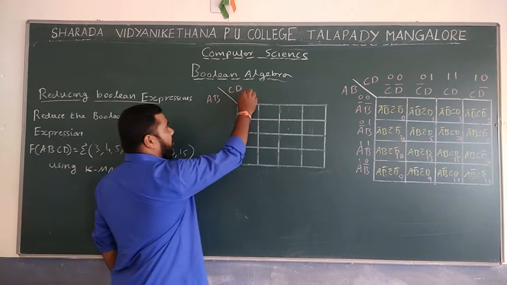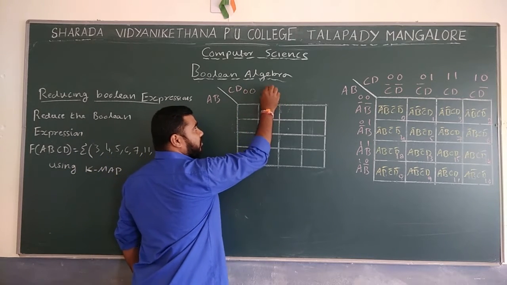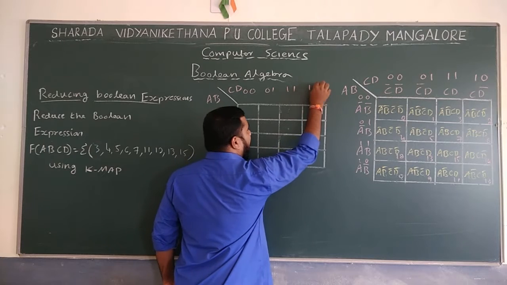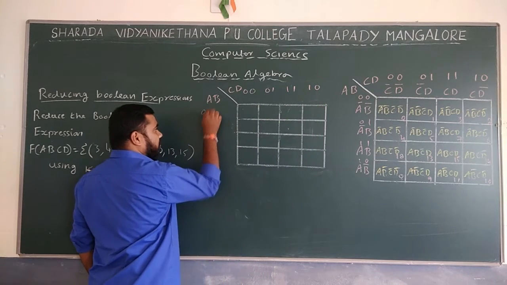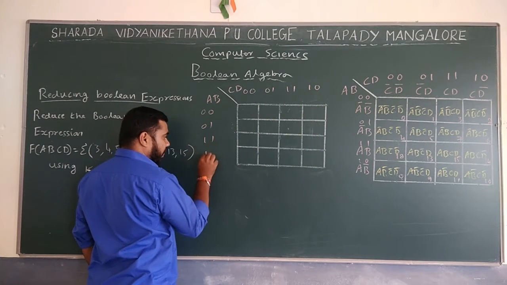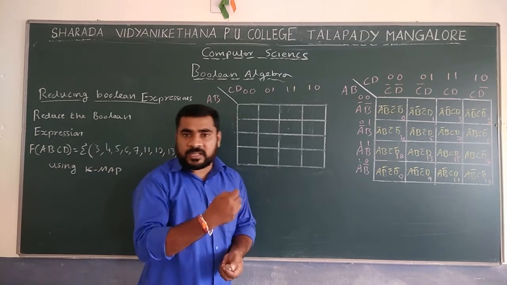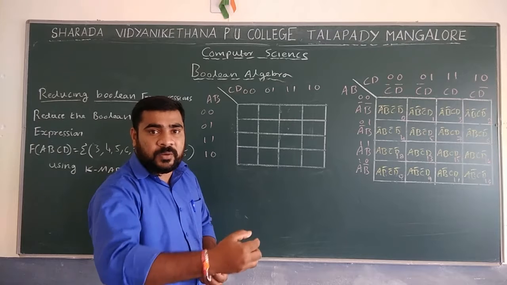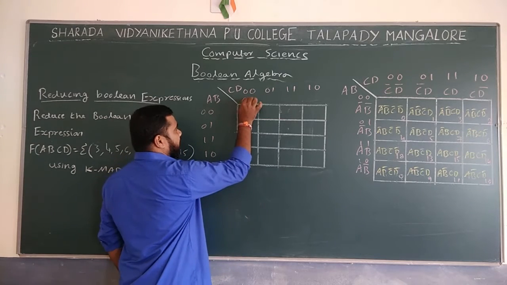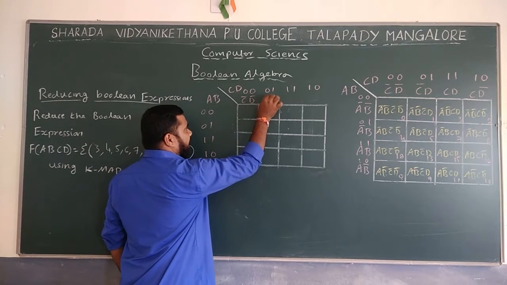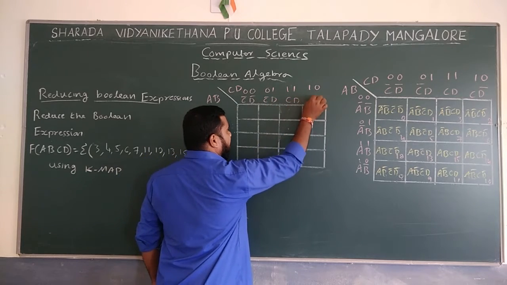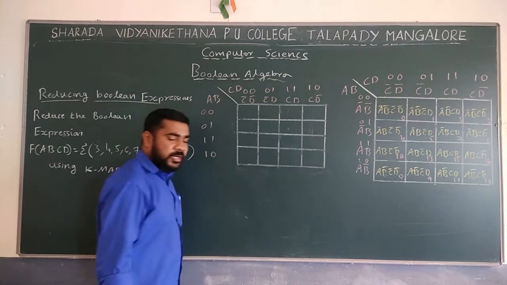Then the values, which you already know: 0, 0, 0, 1, 1, 1 and 1, 0. Here also 0, 0, 0, 1, 1, 1 and 1, 0. After writing the values, the next step we already discussed and now will explain more. The next one is C dash D dash, C dash D, C D, C D dash.